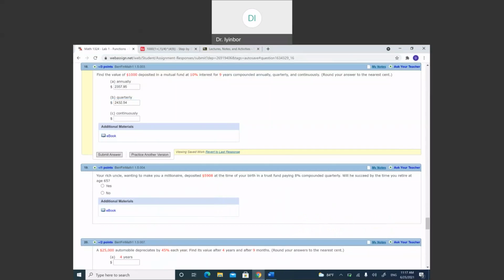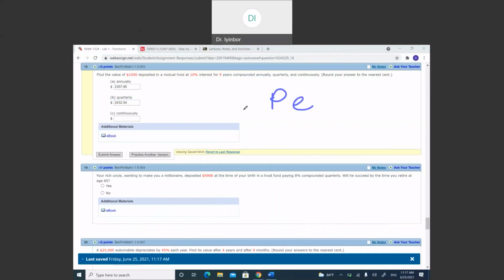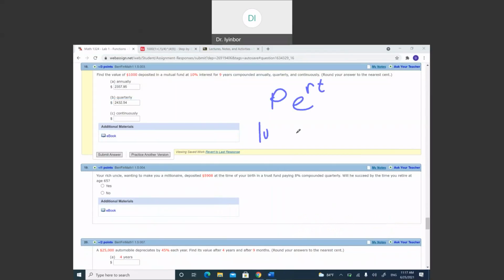Okay, and then the last one is compound continuously. So for compound continuously, we're going to plug the numbers again into a different formula. The formula was the principal times e to the rt. So this is the formula. The principal was 1000, e with exponent, the rate was 0.10, 0.1, and then 9 years, times 9. So those two numbers are in the exponent. When you plug it in, be careful with that.